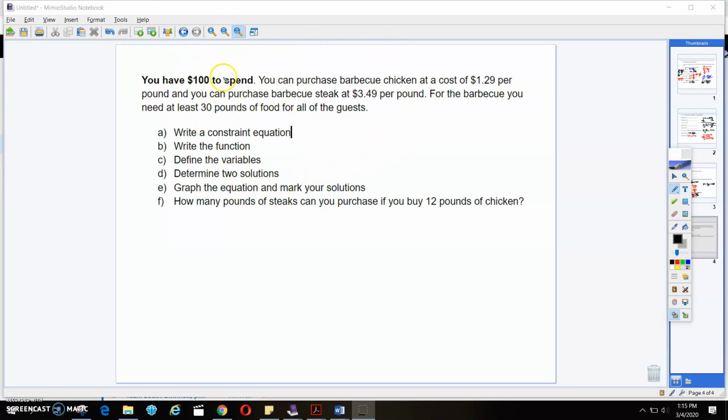Okay, so you have to spend $100. That's really important. You can purchase barbecue chicken at a cost of $1.29 per pound. You can purchase barbecue steak at $3.49. For the barbecue, you need at least 30 pounds of food for all of your guests. So you're writing the important pieces, not the entire thing, on your piece of paper.